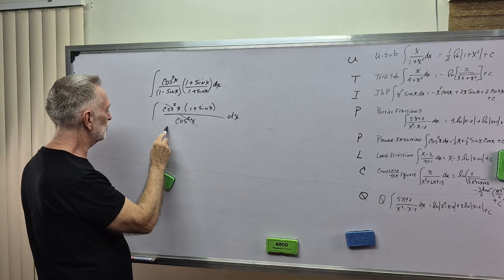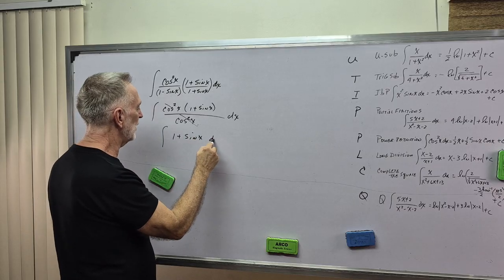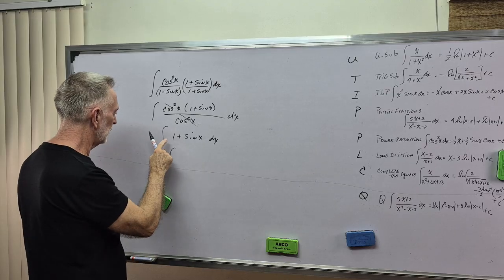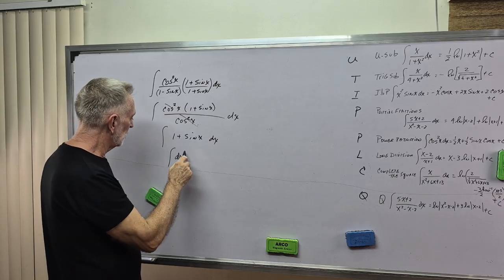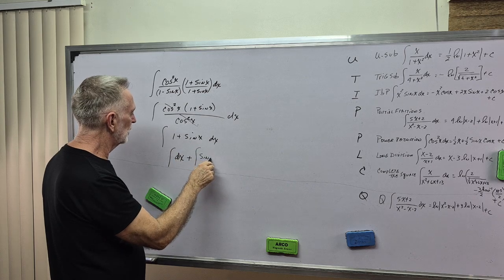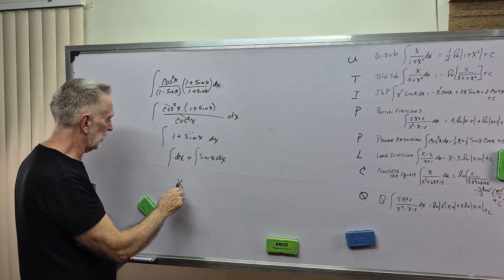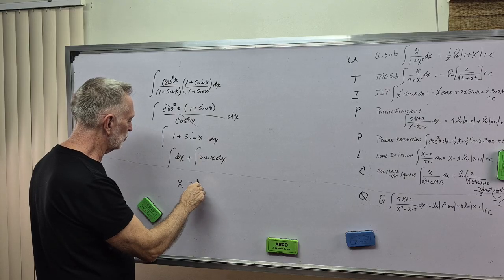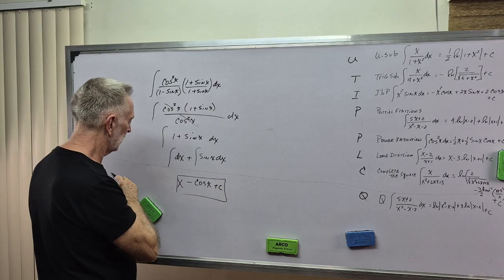Now I'm left with just the integral of 1 plus sine x dx. And you know me, I like to break things into two integrals or multiple integrals. The integral of 1 dx, which is just the integral of dx, plus the integral of sine x dx. So the integral of dx is x, and then the integral of sine is minus cosine x plus c. How about that?